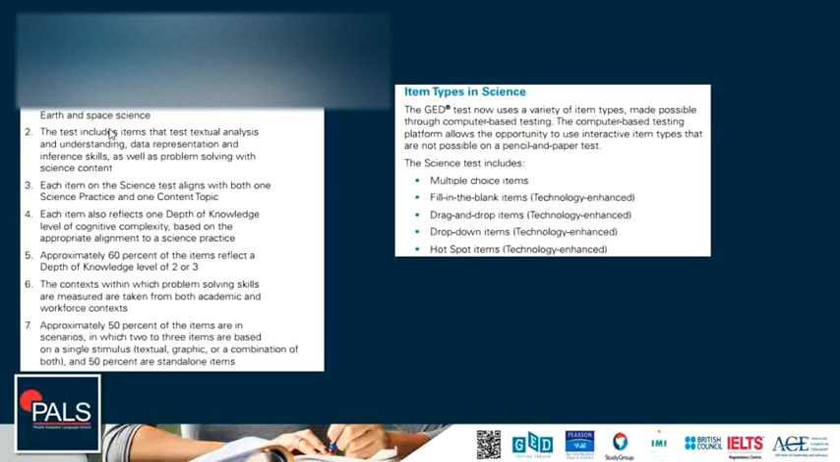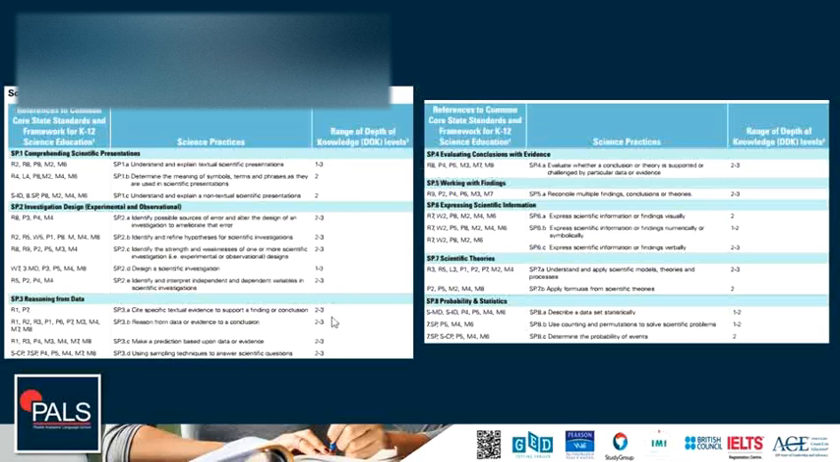Each item also reflects one depth of knowledge level of cognitive complexity based on the appropriate alignment to a science practice. Approximately 60% of the items reflect a depth of knowledge level of 2 to 3, and we can see these depth of knowledge levels here on the side. Again, if you want to know more about this, you can check out GED.com.